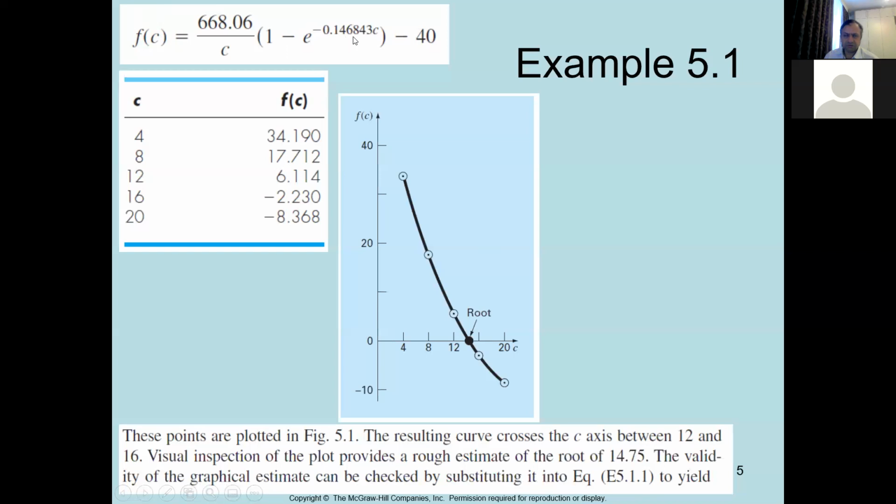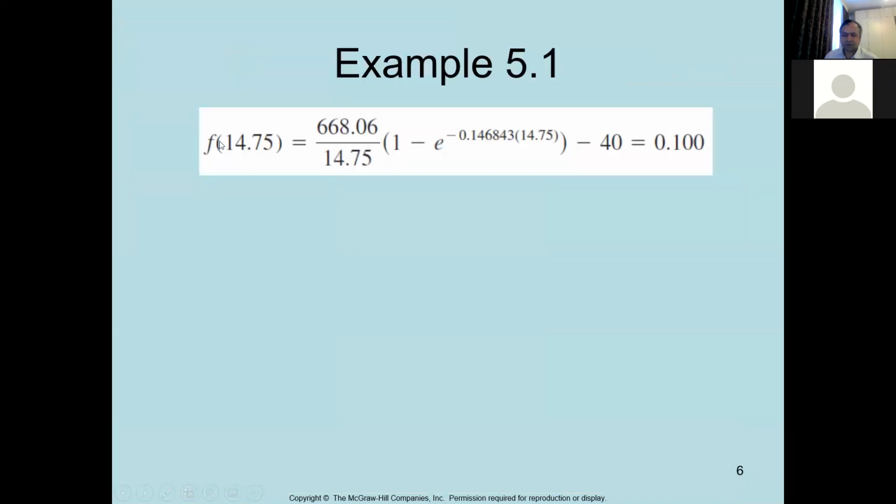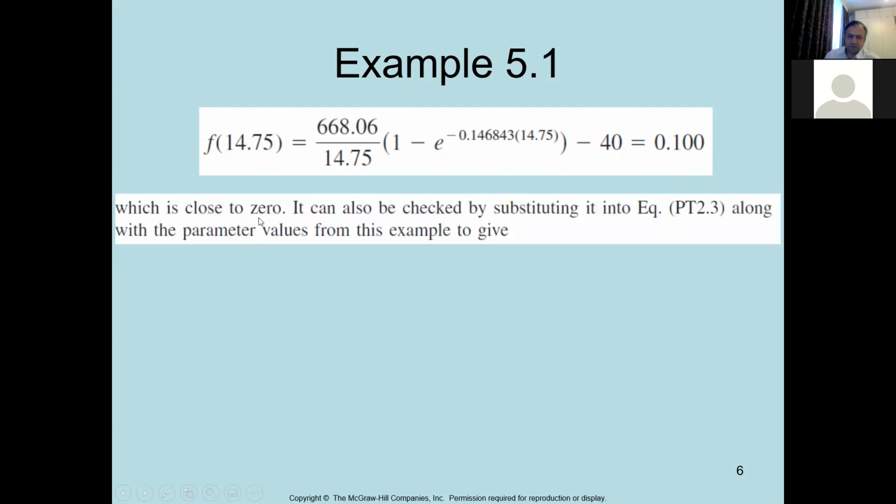original equation. Okay, so for example, if you substitute this value of 14.75 over here, what will be the value of f of c? It should be closer to 0. So for example, now if we put this value 14.75 back into this equation, it is now 0.1, which is relatively close to 0. So it means that this graphical method is providing us a reasonable solution.